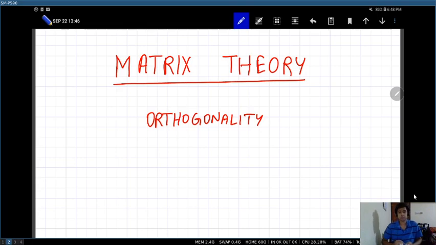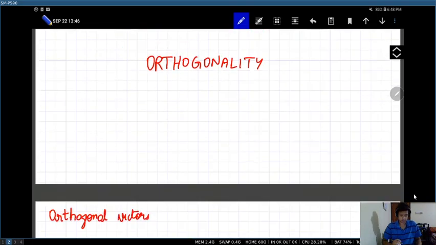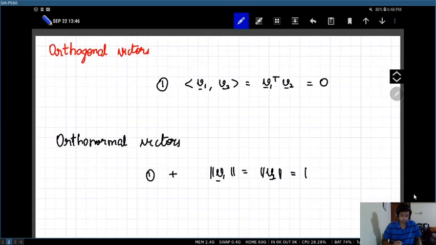Alright, in this video, we'll explore orthogonality of vectors. You're all familiar with the concept of orthogonal vectors. We say that two vectors v1 and v2 are orthogonal to each other if their dot product, or inner product, is equal to 0. So the inner product of two vectors in R^n is simply v1 transpose v2, and if they're orthogonal, then this is equal to 0.